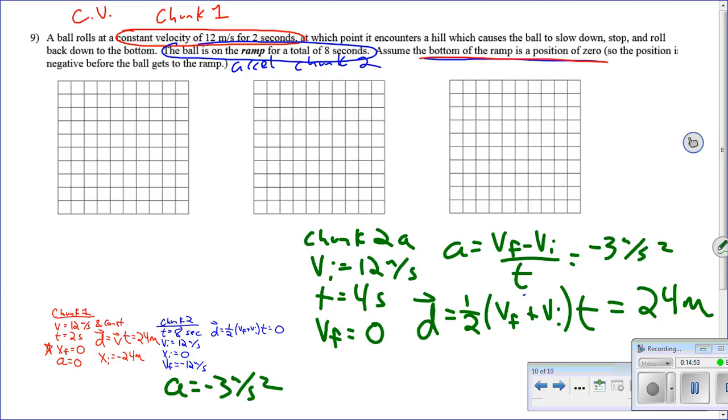Okay. So, if the bottom of the ramp was a position of 0, that means our final position when we get to the highest point on the ramp is going to be 24, right? 0 plus 24. All right, so I think we know everything we need to plot all this.